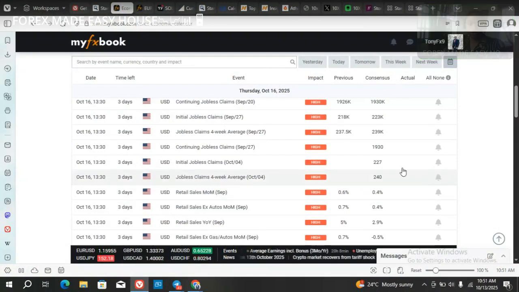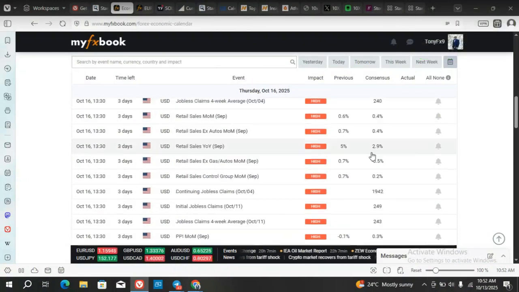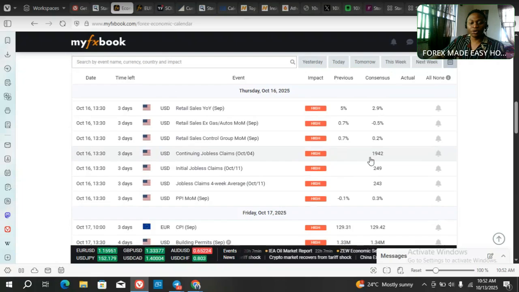Okay, so we also see over here retail sales month over month for September. Based on retail sales, if the retail sales is high, it's good for the currency. If it is low, it is bad. Then initial jobless claims are those who apply for jobless claims benefits. If there are high jobless claims, people that don't have jobs, it is bad. If it is low, it is good. So that's a summary of all this.